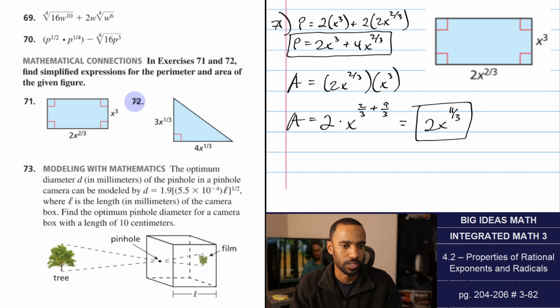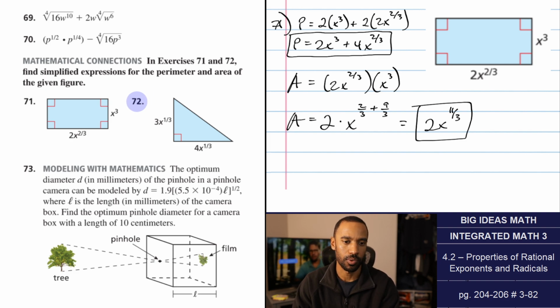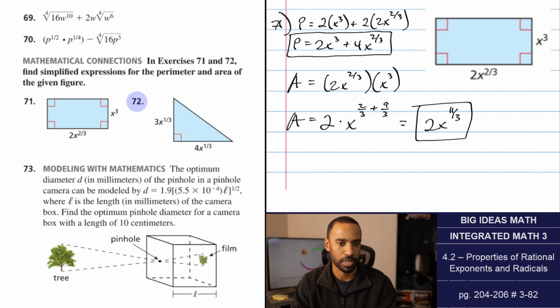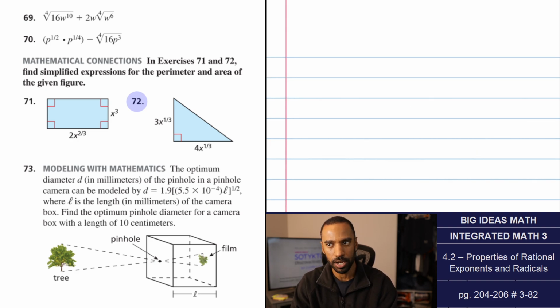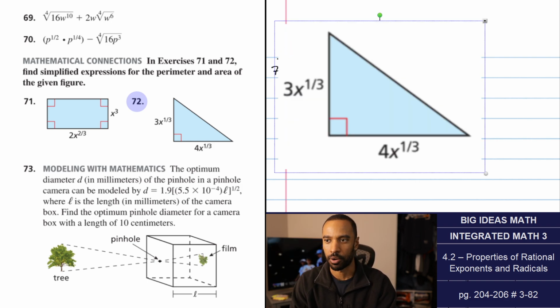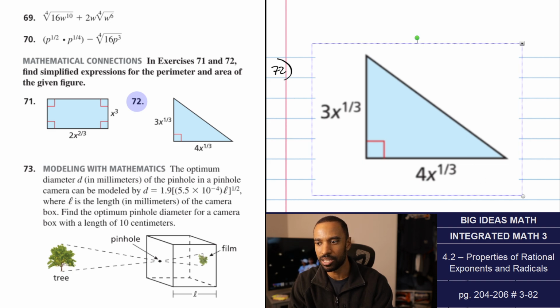72, it's a triangle and a right triangle. So when we do area, it's going to be a 1/2 base times height thing. When we do perimeter, it's a different story, though, and it's easier than it looks. But remember, for perimeter we need that other length. We have to use the Pythagorean theorem to get that other length. But as I stated, it's easier than it looks.